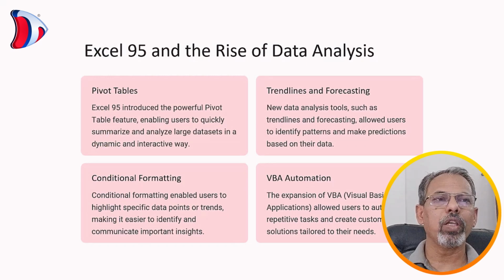Excel 95 and the rise of data analysis. Firstly, pivot tables. Excel 95 introduced the powerful pivot table feature, enabling users to quickly summarize and analyze large data sets in a dynamic and interactive way. Trend lines and forecasting. New data analysis tools such as trend lines and forecasting allowed users to identify patterns and make predictions based on their data.